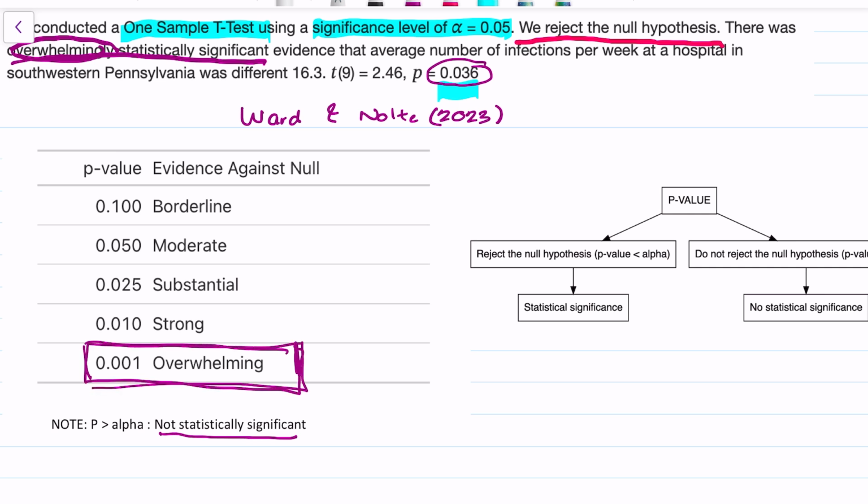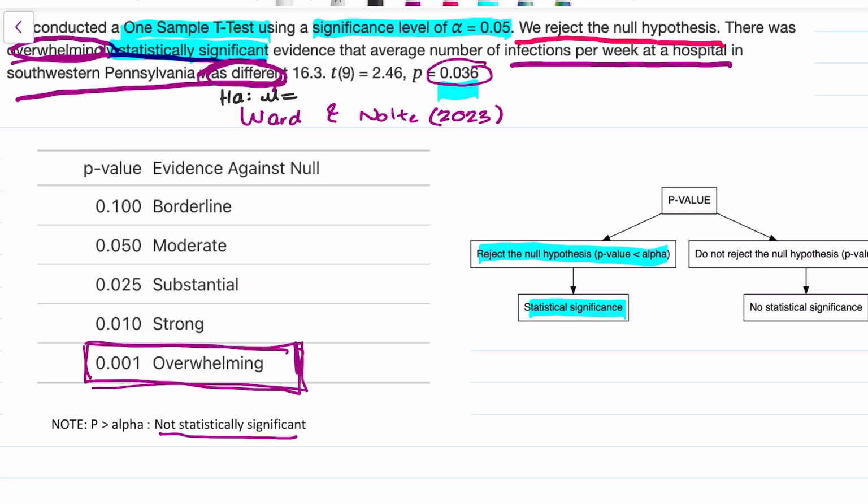The next thing is, how did I know that it was statistically significant? Well, the p-value was less than the alpha, so it's here, statistical significance. And then I have a little sentence about the problem, whatever we were claiming. So there was evidence that mu was different than 16.3. So this piece is essentially our alternative hypothesis, mu different than 16.3. You just say it in words rather than putting the null hypothesis in there.